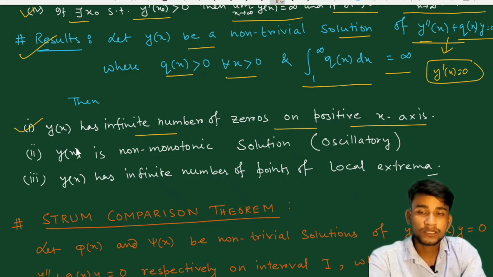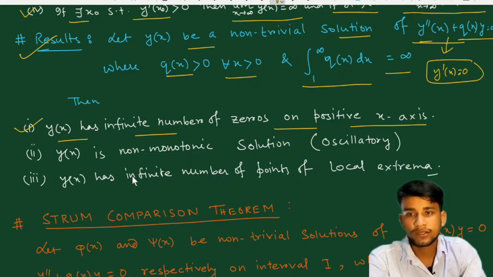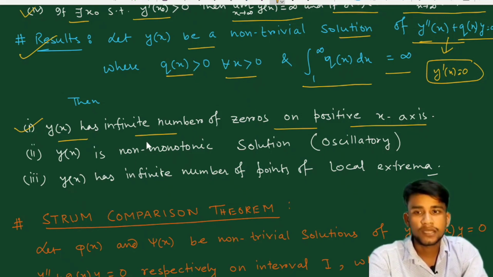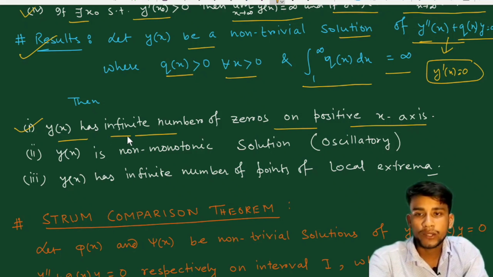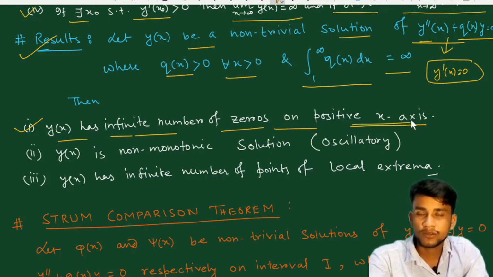Now you can ask how to make questions based on this result. Suppose in the option we are given a differential equation, and if y(x) is a solution, then the option says that y(x) has an infinite number of solutions on the positive x-axis or negative x-axis. Questions can be made based on these types of statements.